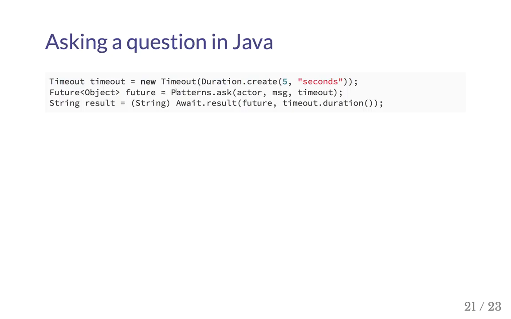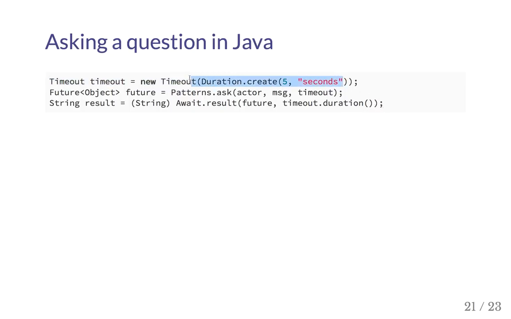And we can then say patterns.ask of this particular actor, this particular message with this particular timeout. And this, again, returns a future of object, which is an object that right now doesn't contain anything, but sometime in the future it will. And we could just deal with this synchronously. We could say, wait for the result for that timeout.